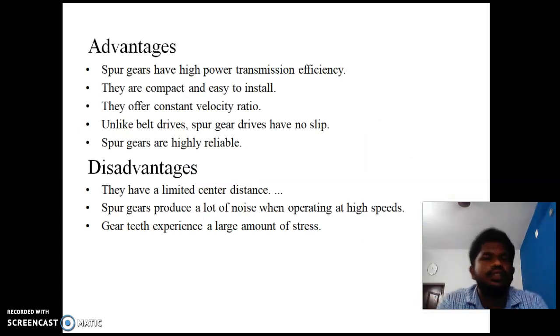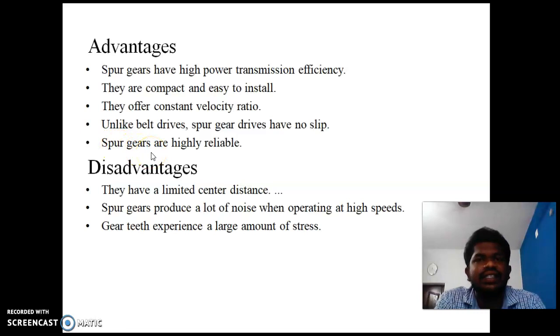Advantages of the spur gear system: it has high power transmission efficiency. The next advantage is that it is easy to install. The next one is the constant velocity ratio, the speed ratio between the pinion and gear. In this gear transfer system there is no slip, that means no loss of power. Spur gears are highly reliable.